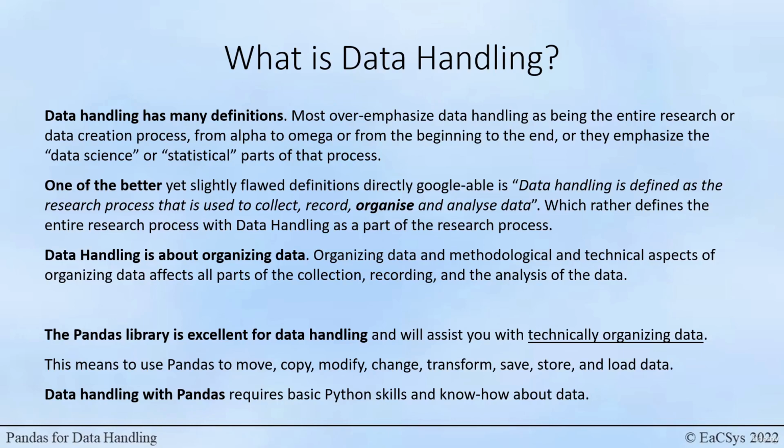One of the better yet slightly flawed definitions which you can find directly with Google is: data handling is defined as the research process that is used to collect, record, organize, and analyze data, which rather defines the entire research process, with data handling included as a part of the research process. Data handling is about organizing data. Organizing data's both methodological and technical aspects, and the organization of data affects all parts of the collection, recording, and the analysis of the data.